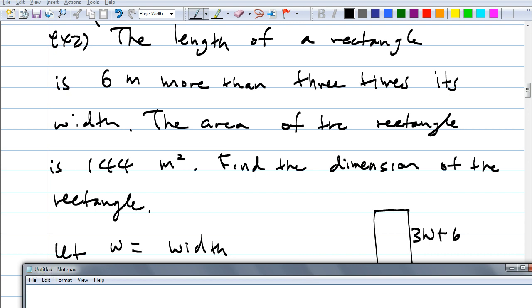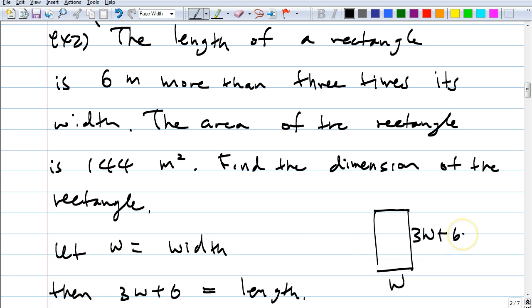Who can tell me the length of this? Rachel, what's the length of the rectangle? 3W+6. Yeah, 3W plus 6. You think it's a good idea to draw this rectangle to help us see what it looks like? I think so. Yes? Now, we're done with step 2.